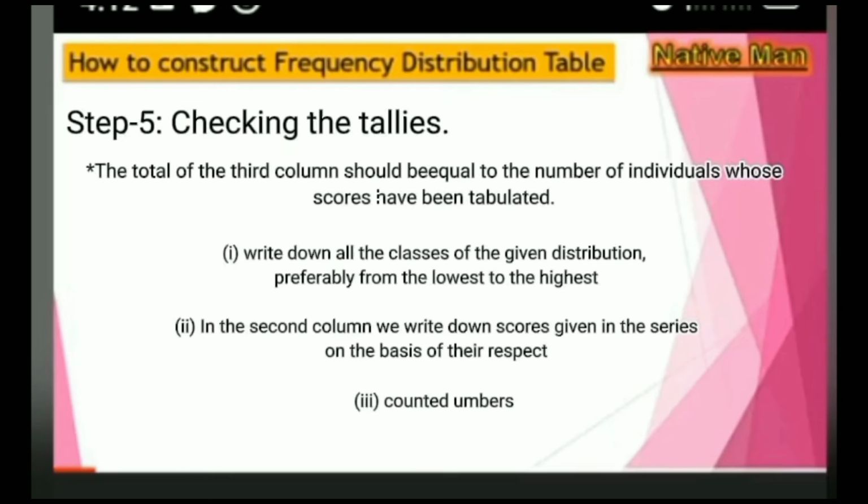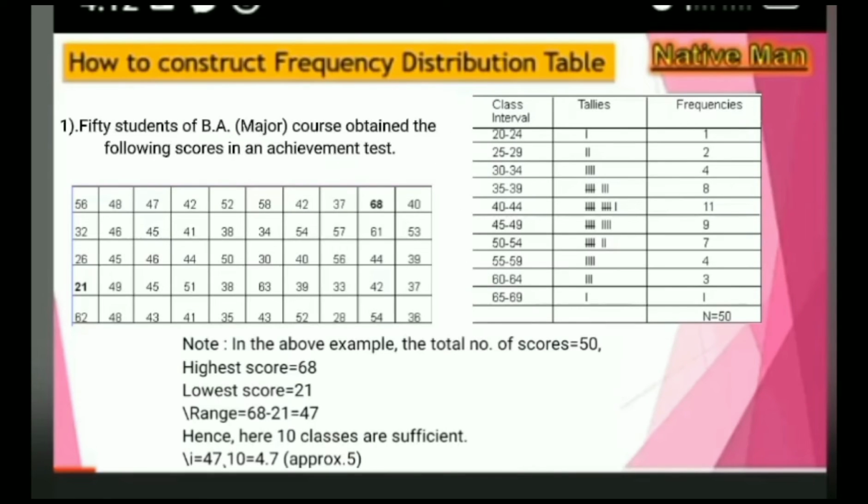In the first column, you have to write down all scores from the given distribution, and it should be from lowest to highest. For the second column, we write down the tally of individuals who obtained the respective score. For example, you find how many students got a score from 25 to 29. For the last column, we put the count of tally marks in column 2. For example, if 25 to 29 has a total tally of 2, then put the number 2 in the third column.